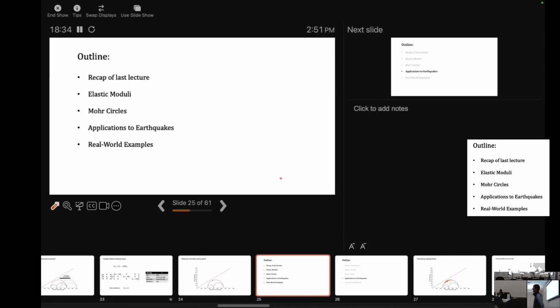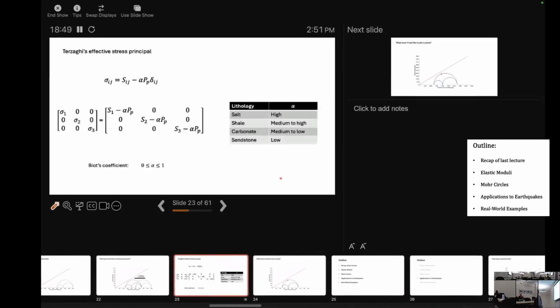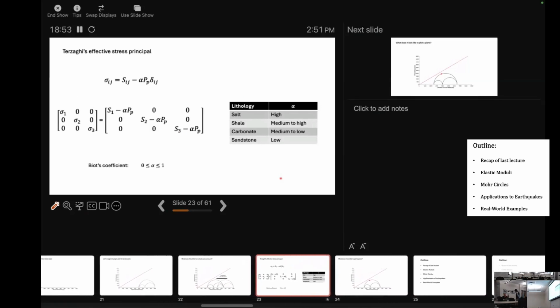For the values of the Biot coefficient, with respect to common rocks, like medium to high, just a question: what makes the difference? Is it porosity or mineral composition? Oh, there are so many differences between these different lithologies.